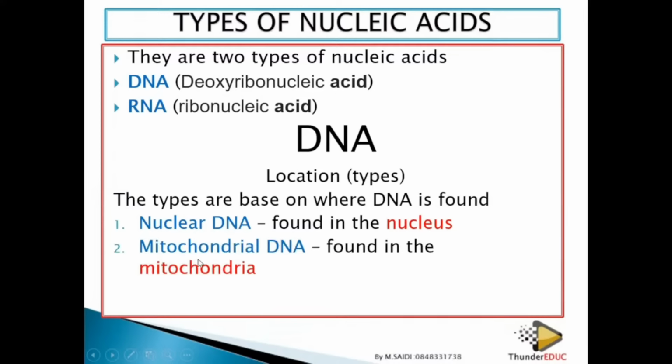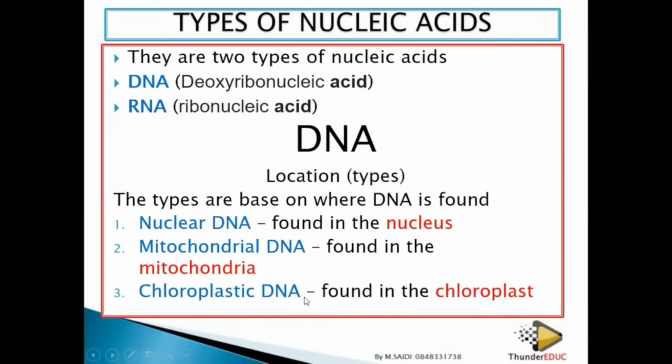Then you have mitochondrial DNA. You don't call it mitochondria DNA. If you're adding something on the mitochondria, it becomes mitochondrial DNA. This one is found in the mitochondria. And then you have chloroplastic DNA. This is found in the chloroplast. They brought this in the 2020 national exam, and people couldn't remember this.